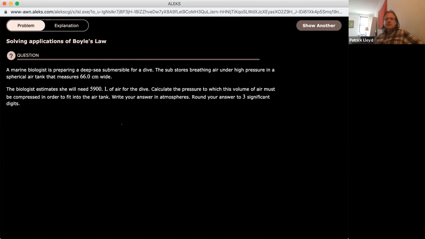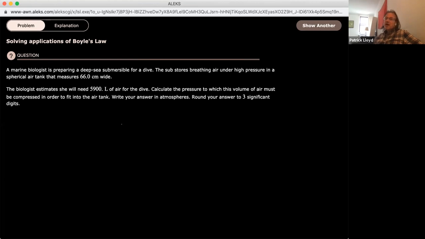Calculate the pressure to which this volume of air must be compressed in order to fit into the air tank. Write your answer in atmospheres and then round your answer to 3 significant digits, okay? So the idea here is you have a tank, you compress air into it, right? More than an atmosphere, right? You make it more than an atmosphere, and that allows you to use the air, okay?